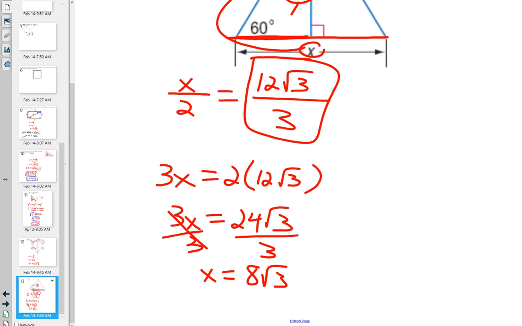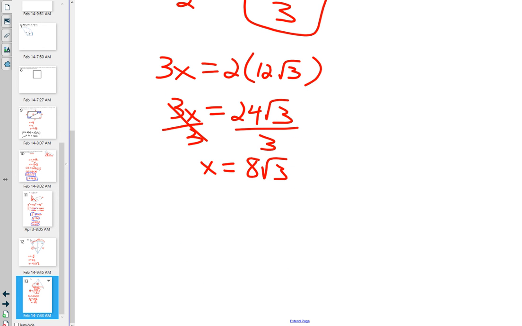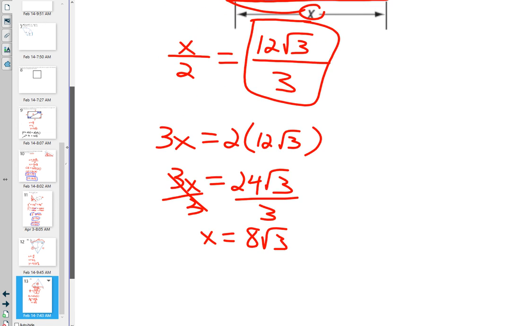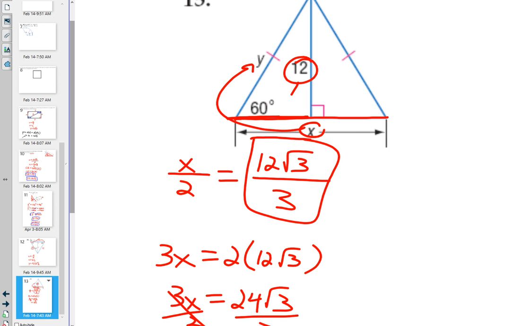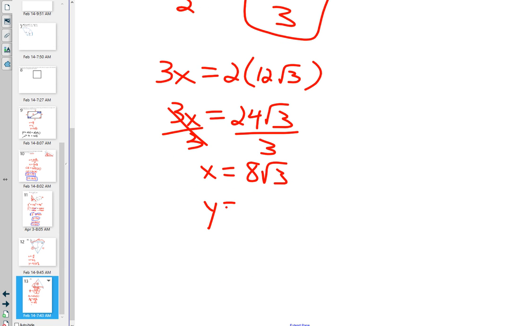If x is 8 square root of 3, what's y going to be? 8 square root of 3. It's the same thing. They're both equilateral. X is the entire size, y is the entire size. And then, but you might be like, but mister, I don't get it, though. What do you mean? Well, I thought, isn't y the hypotenuse?